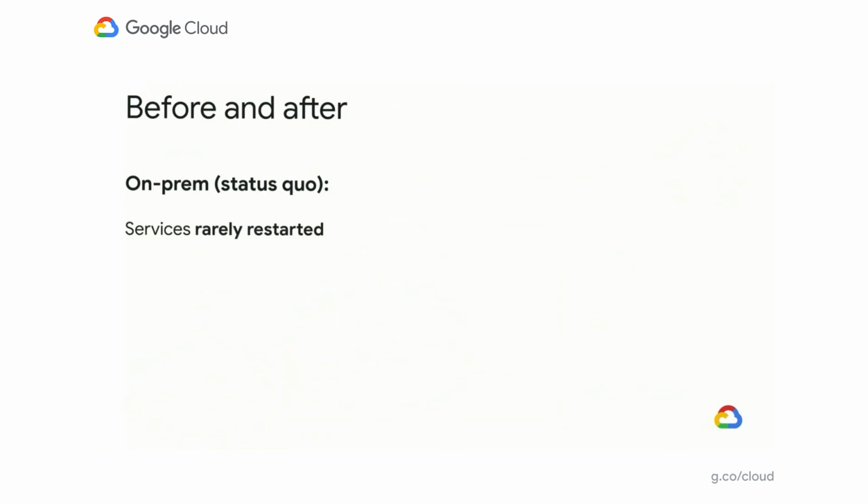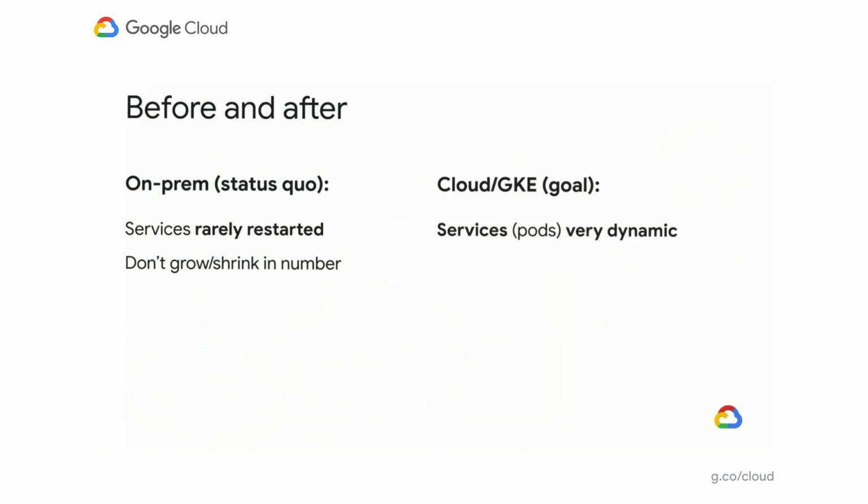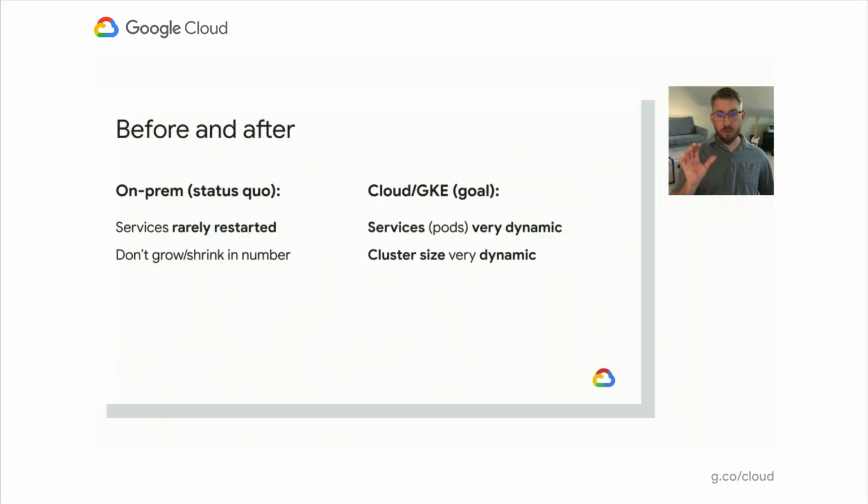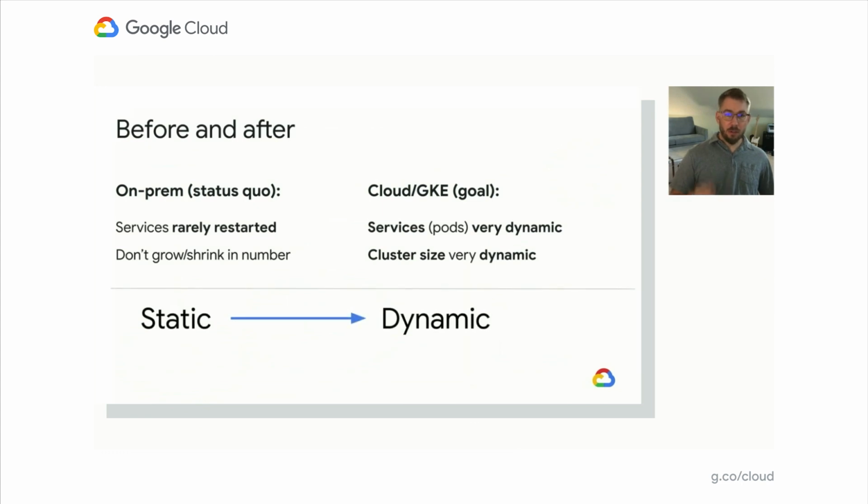So on-prem, services were rarely restarted. You would deploy and you would start, and it would run unless there was a problem. Also, they didn't grow and shrink in number. Whereas in the cloud, the pods were very dynamic, spinning up, spinning down, and also the cluster size was dynamic, growing or shrinking. So we're going from a very static environment to a very dynamic environment. And that's what we wanted, but it also introduced some challenges for us.